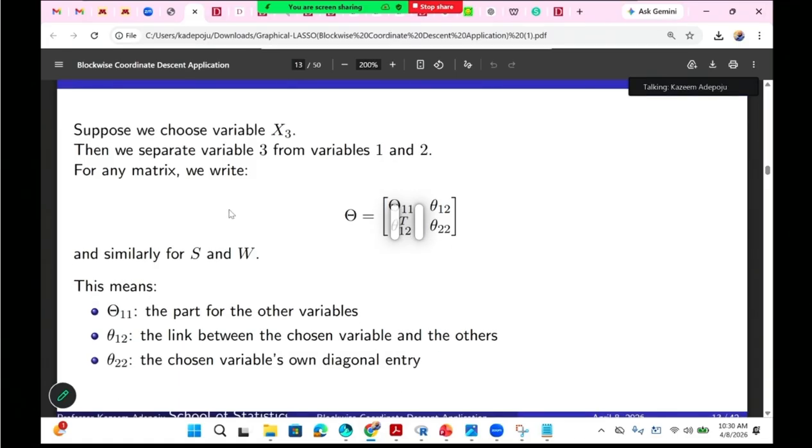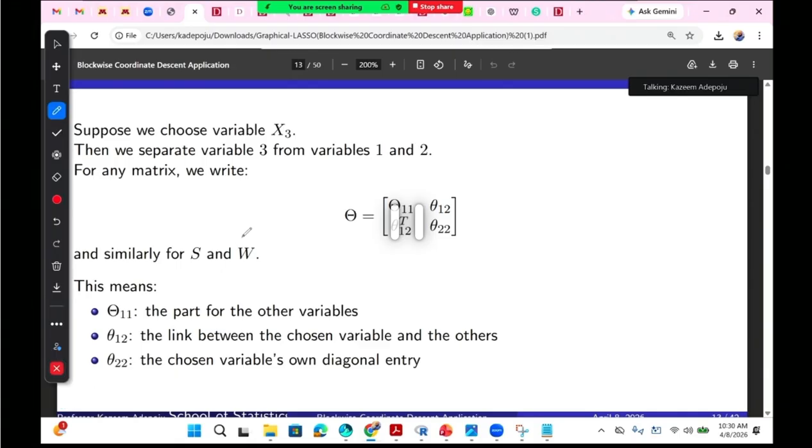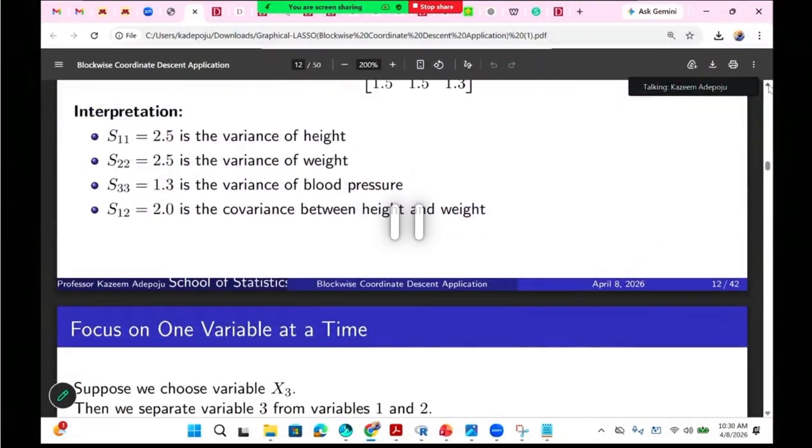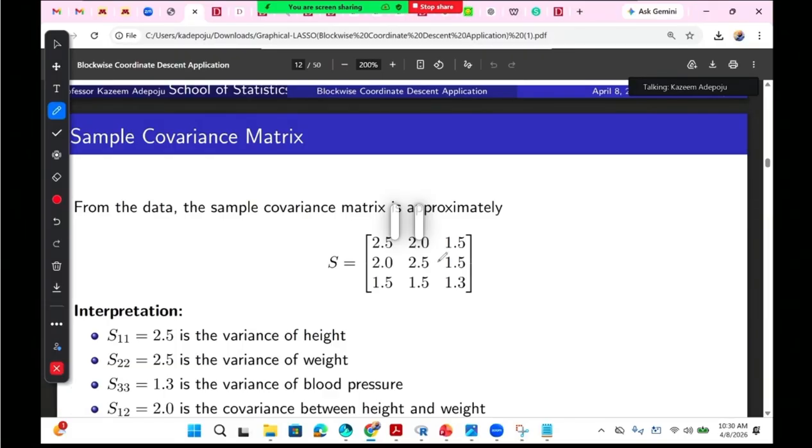Suppose I want to start with blood pressure. I said I'm going to take the variables one at a time. If I choose a variable S3, what do you think I'm going to do? I'm going to go back here, and then I will strike this out. I'm only going to have 2 by 2 because I want to update X3. It's like I'm removing the S3.